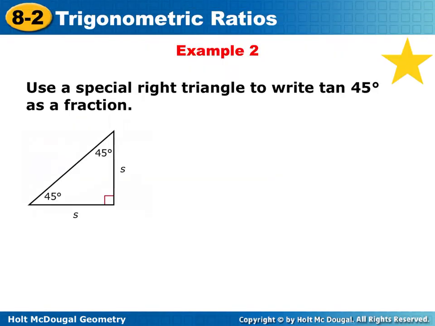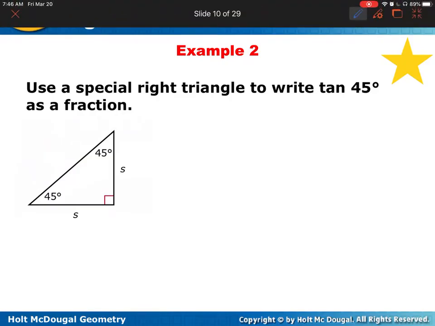Okay, and then this was the one that I gave you guys to do. So if you want, pause the video now and solve it. So if you pause the video, tangent is TOA, so opposite over adjacent. So opposite over adjacent. So s over s, which just equals 1.